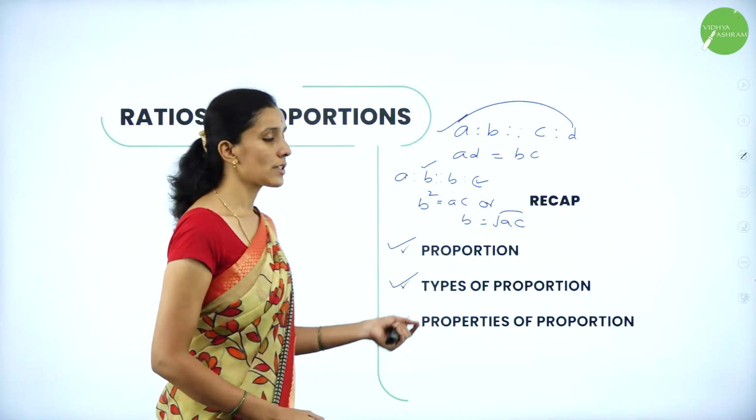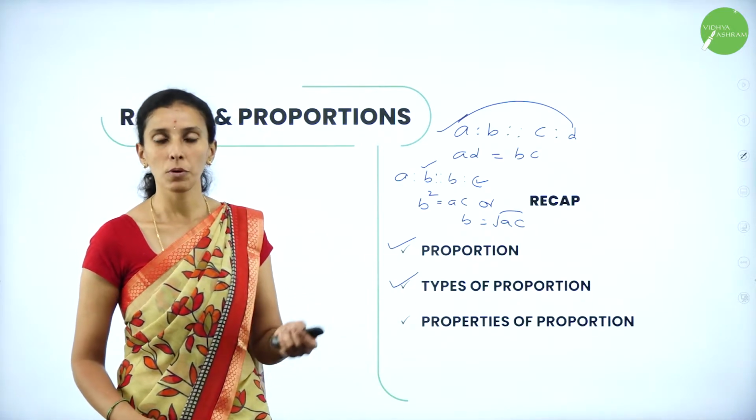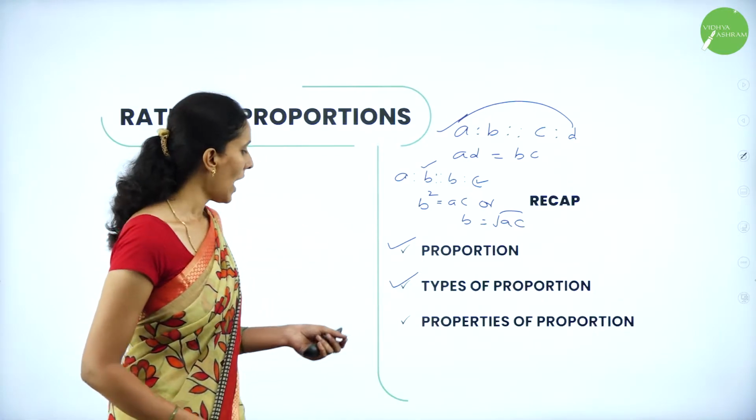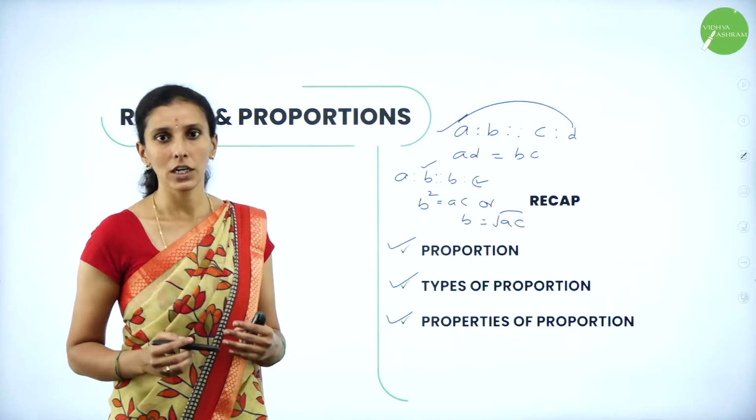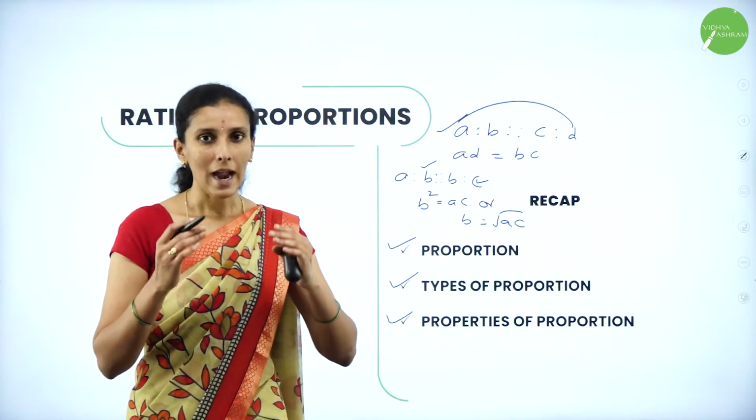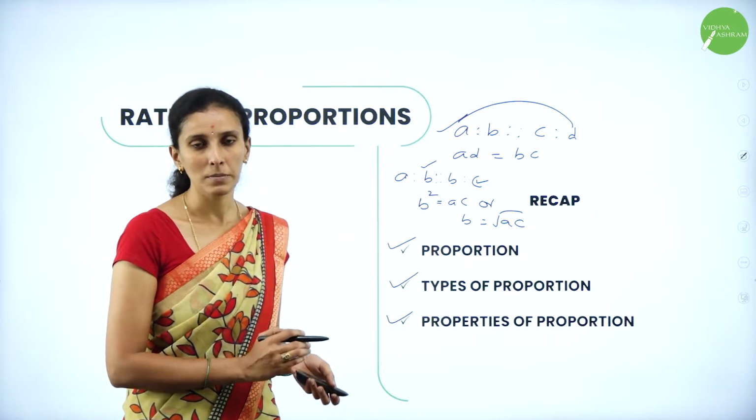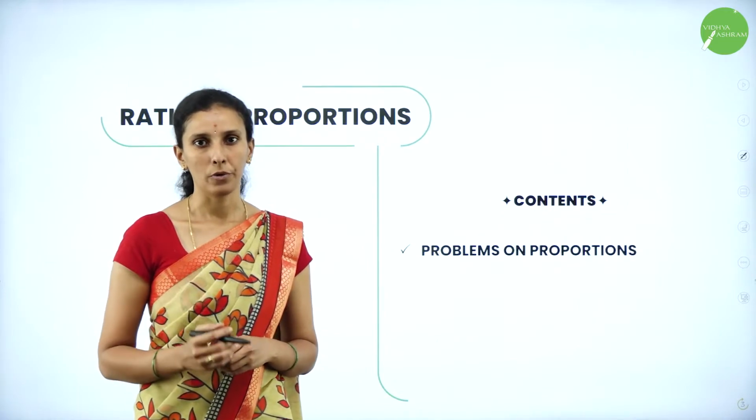Along with this, we have learnt types of proportions like inverse proportion, direct proportion, simple, compound and continued. And coming to the properties of proportion, we have learned how to write invertendo, dividendo, componendo, and the concept of those properties we will use today for a few problems in proportion. Let us see and solve the problems on proportions.